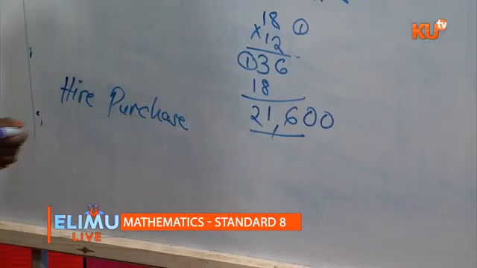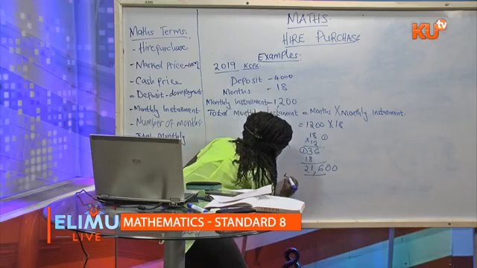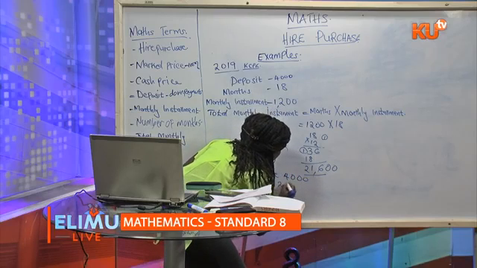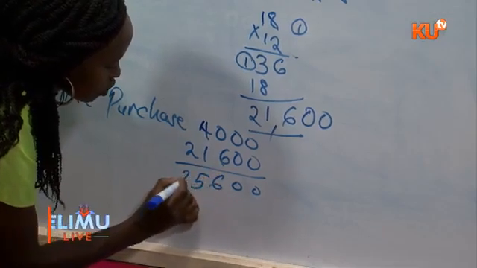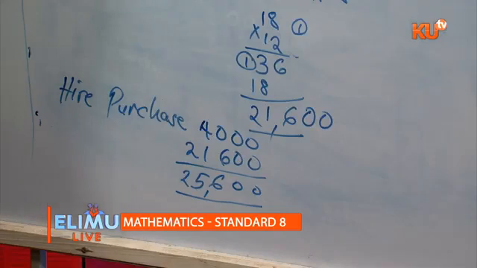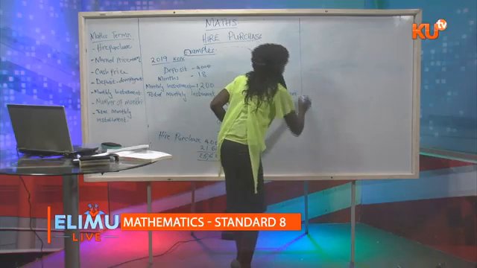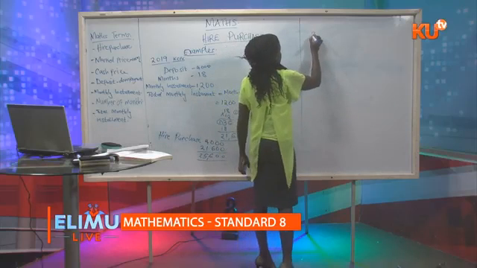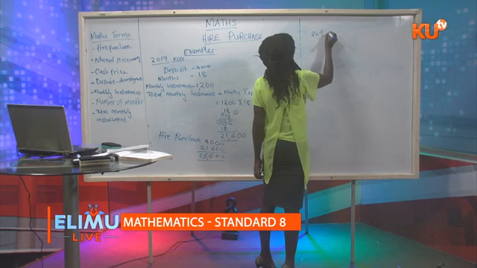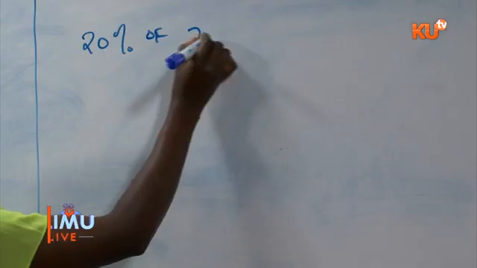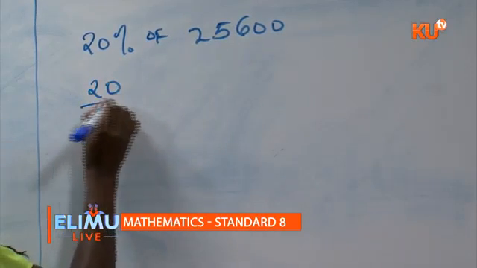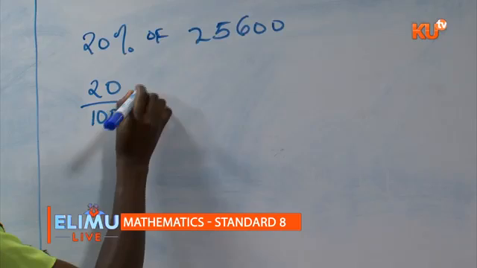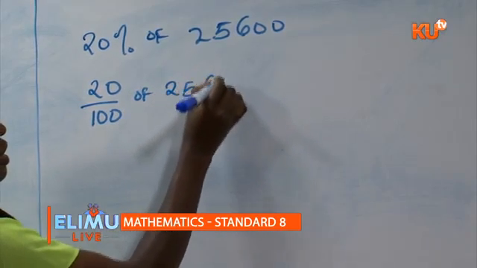Hire purchase, we take the deposit, which is 4,000. We add to 21,600. We get 25,600. And then now she was given a 20% discount from the hire purchase. So we get the 20% of 25,600, that is 20 out of 100 of 25,600.